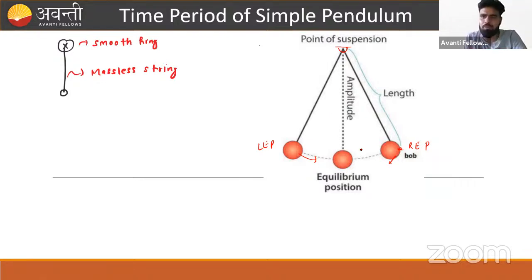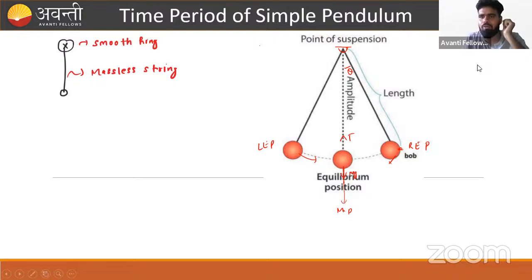So which one is the mean position, beta? That is where the net force will become 0. So this is the mean position. Here mg is balanced by the tension in the thread. But in this position, how will this bob come to the mean position? What is the force that is responsible to bring this bob to the mean position?